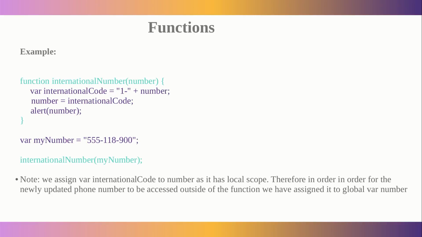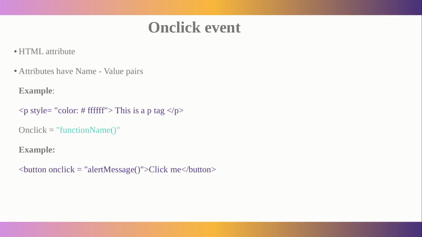And now let's have a brief look at the onClick event attribute, which is related to our discussion of functions. OnClick is an HTML attribute. Attributes define the characteristics of an HTML element and have name-value pairs. The name refers to the attribute, such as class or ID, and the value is simply the name you want to give your class or ID.